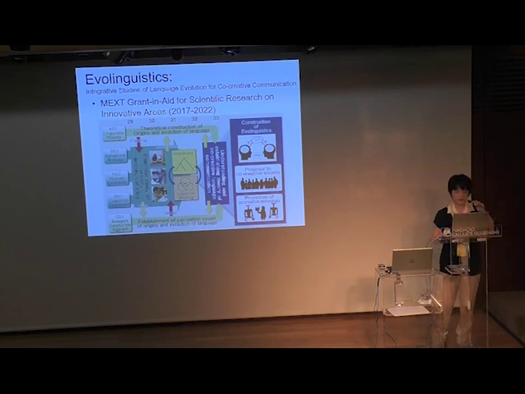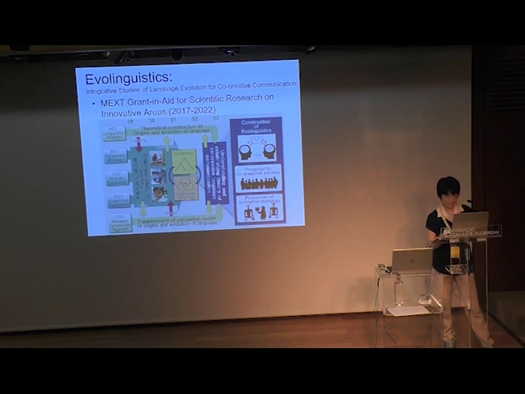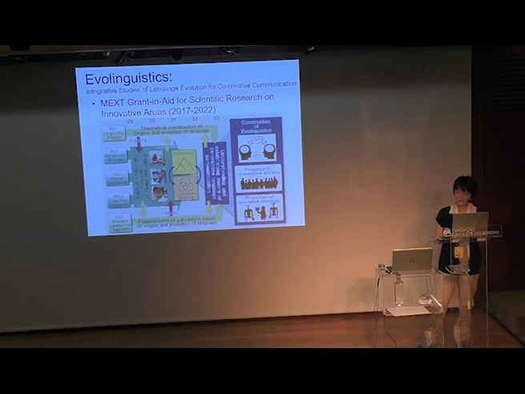Most of the speakers today are from a research team titled Evolinguistics, Integrative Studies of Language Evolution for Co-creative Communication, granted by MEXT, granting aid for scientific research on innovative areas, started in 2017 in Japan. Our aim is the construction of Evolinguistics by understanding and establishing a theory of co-creative language communication. We have two main themes of our research project: hierarchy and intention sharing, investigated by five groups focusing on different aspects to study origins and evolution of language. The first one is linguistic theory.